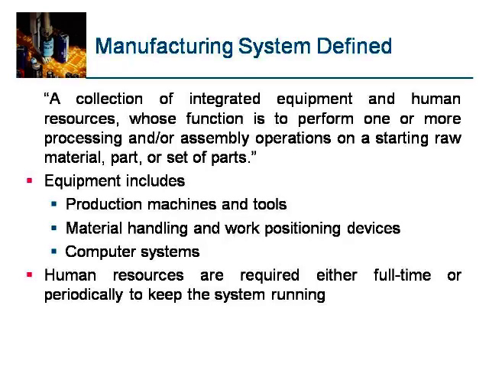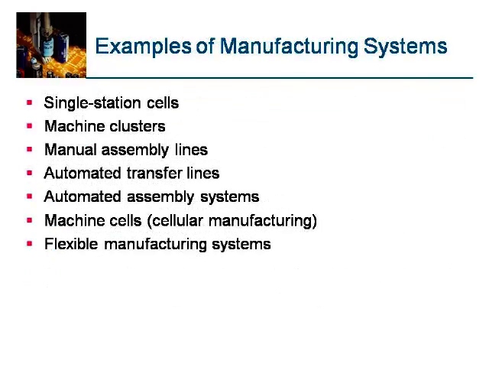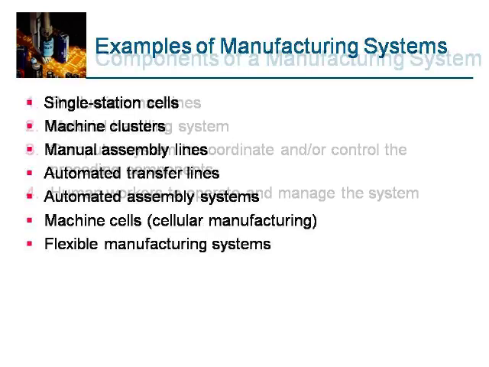Human resources are including either full-time or part-time or periodically human operators to keep the system running. Examples of manufacturing systems: a manufacturing system can be a single station cell, machine clusters, manual assembly lines, automated transfer lines, automated assembly systems, machine cells, or flexible manufacturing systems.